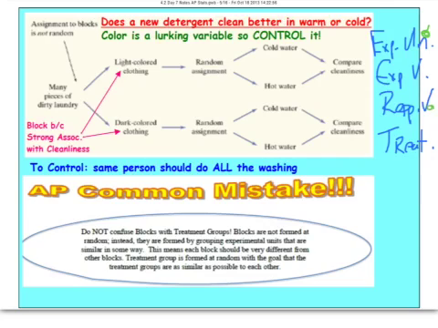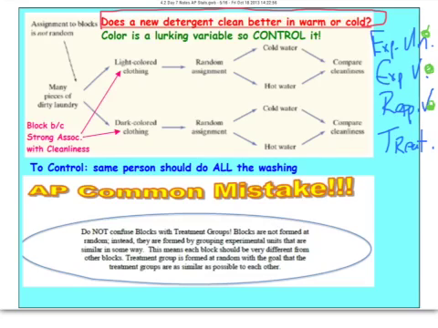The response variable is almost easier to talk through next. Here's the experiment. Does a new detergent clean better in warm or cold? So the response variable is going to end up being the cleanliness of the clothing. Okay. The explanatory variable you want to think about, is it dealing with the detergent or the temperature of the water? In this case, it deals with the temperature of the water being used.